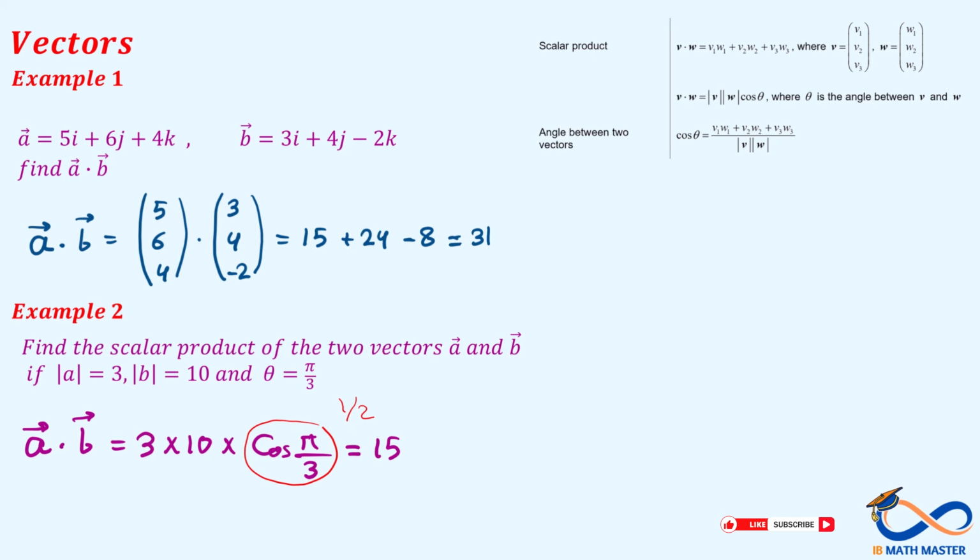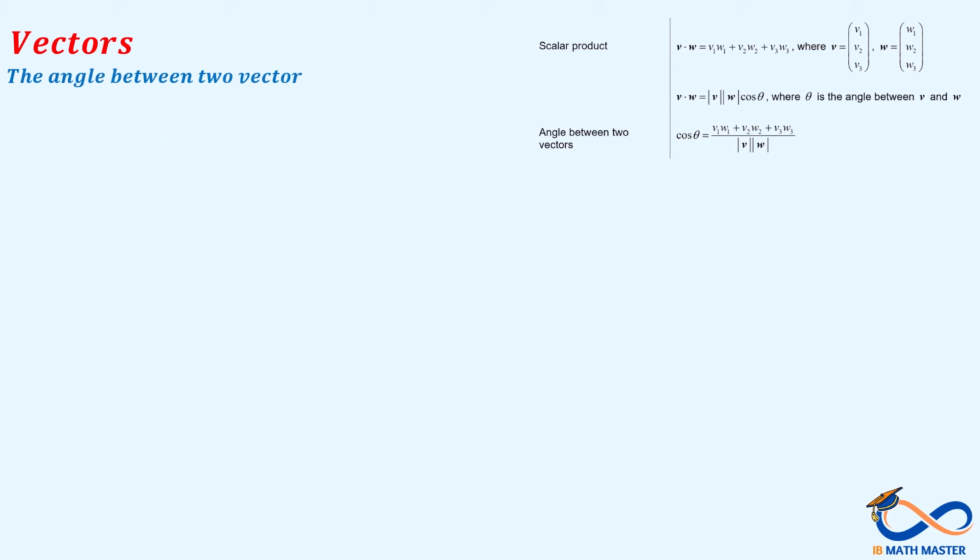Now let's move on to the angle between two vectors. Here, as you see, we have two vectors V and W. This is the angle theta between the two vectors. Speaking of angles, do you know that the scalar product can also tell us about the angle between the two vectors? In this formula, if we rearrange it to make cosine theta the subject by dividing by the magnitudes of V and W, we will get this formula here.